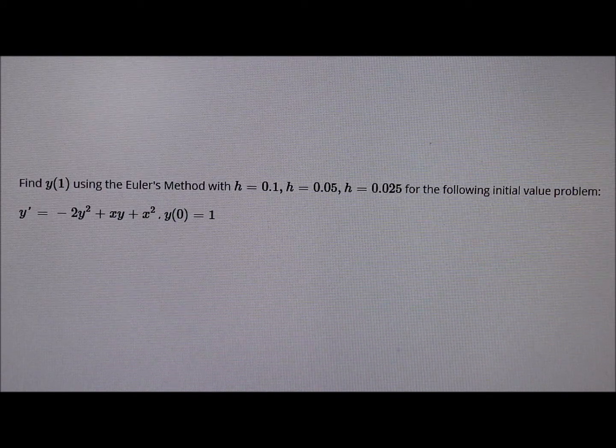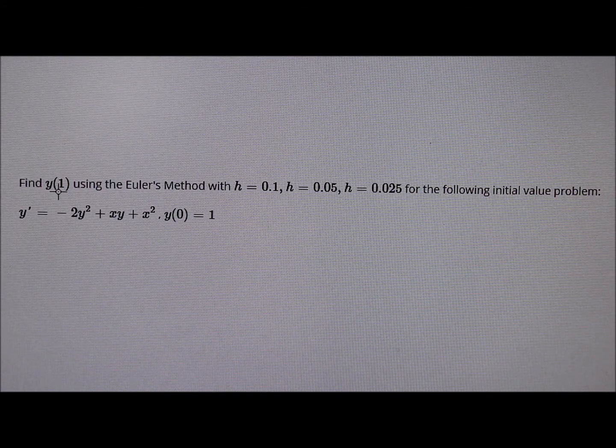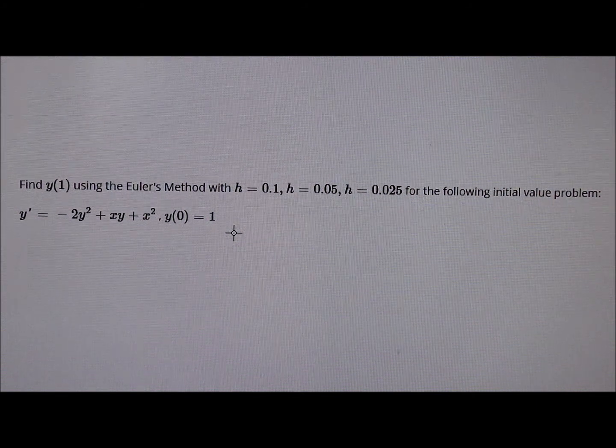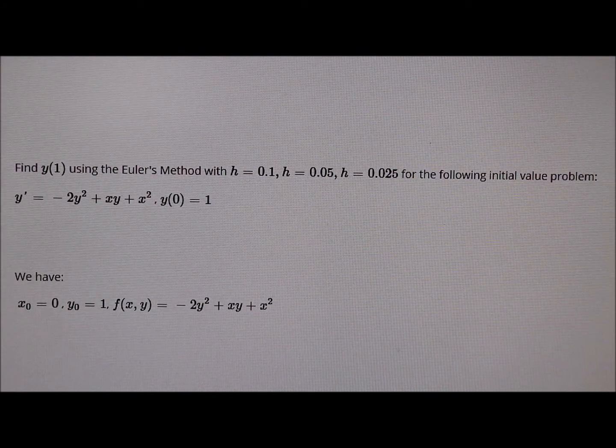Let's consider the following example. It says find y of 1 using Euler's method with h equals 0.1, 0.05, and 0.025 for the following initial value problem. y prime equals negative 2y squared plus xy plus x squared, and y of 0 equals 1. That means that x sub 0 in our problem is equal to 0, y sub 0 is equal to 1, and the function f of x y equals negative 2y squared plus xy plus x squared.